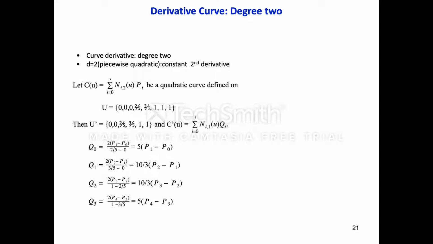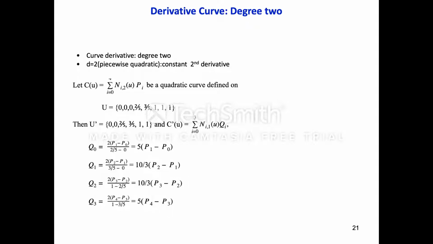Derivative curve degree 2. Let C(u) be a summation from i equal to 0 to 4 of N_{i,2}(u) P_i. It's a quadratic curve defined on parametric values of u as follows. To find that, we find the derivative C'(u), which is the summation of i equal to 0 to 3 of N_{i,1}(u) Q_i.